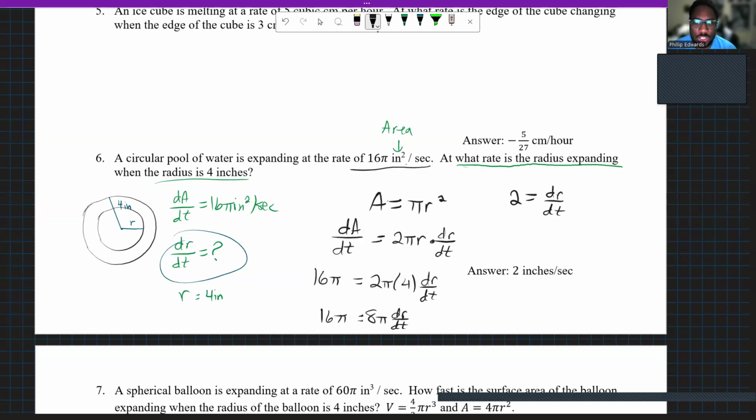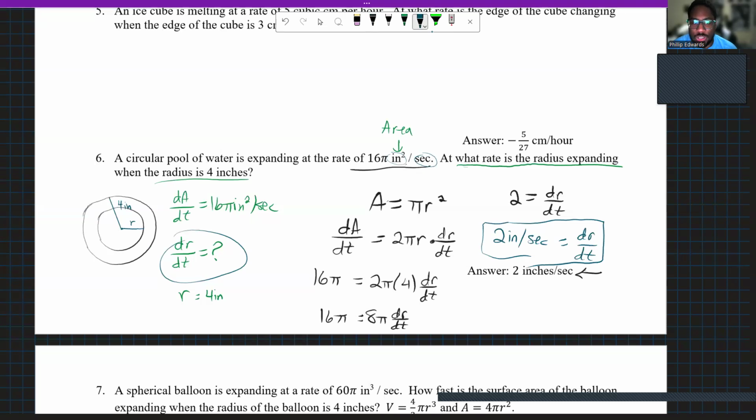Now, you'll notice in the actual answer here, I have the correct number, but I do need units. Since this was in inches and seconds, our final answer is 2 inches per second for the rate of change of the radius at whatever time it is, where the radius itself is equal to 4.